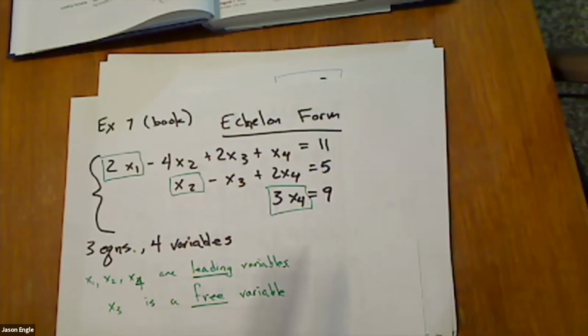Anyway, I have a question. Yeah. So with your echelon form here, where x4 is already given to you, does it matter if one of the variables is already given to you? Like, do you count that as a separate equation? Yeah, you do. Okay.